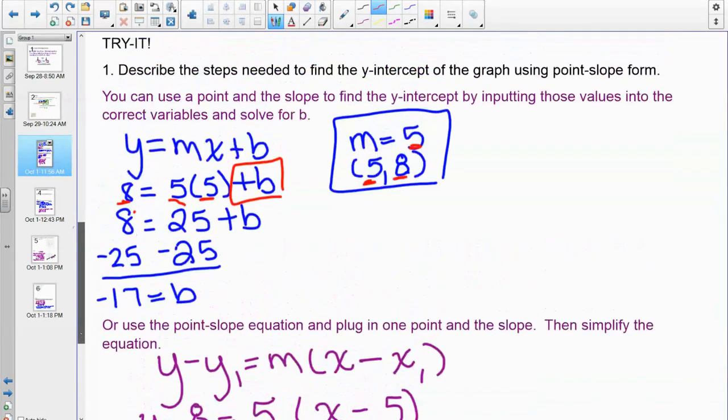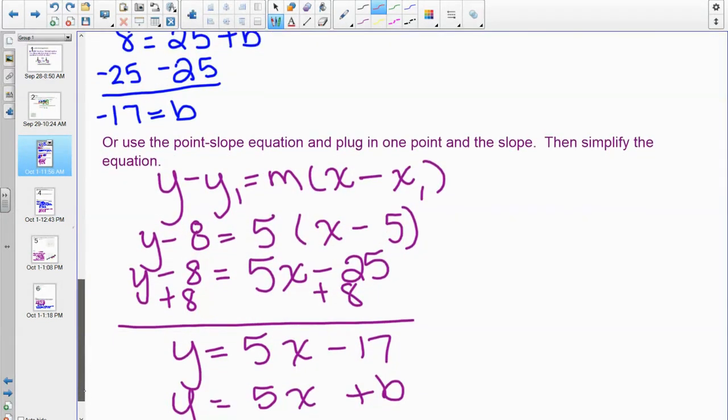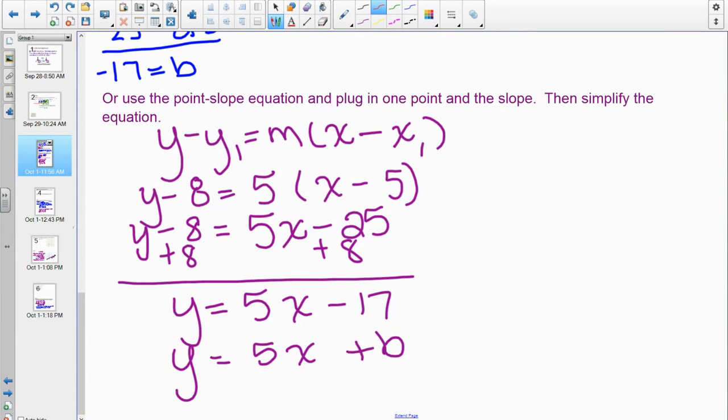Your other option, if that one doesn't work for you, you could just go from the point-slope equation and plug in one of the points and the slope and then simplify the equation. So I kind of like this one just because you can see it go from up here in point-slope form and down here into slope-intercept form. So here, remember, this is my point-slope form. I'm just going to plug in what we've had before. So we had y minus 8 equals 5 times x minus 5.